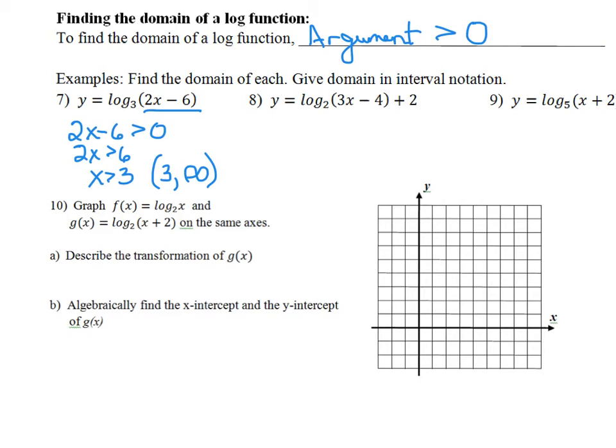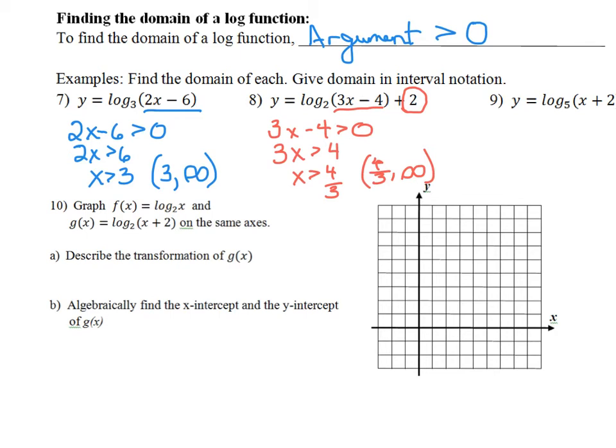For exercise number 8, again I'm going to take a look at the argument. The vertical shift does not change my domain, that would change my range. So I only want to look at the part that is being affected by x. So 3x minus 4 has to be greater than 0. Therefore 3x is greater than 4. So when I divide by 3, x is greater than 4/3. Again, in interval notation, I would write this as 4/3 to infinity, not including 4/3.